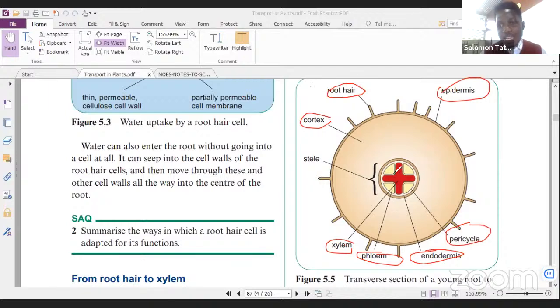Let's continue. I was saying the other thing you have to note is the location of the xylem and the phloem on this picture here. Okay. Very, very important.